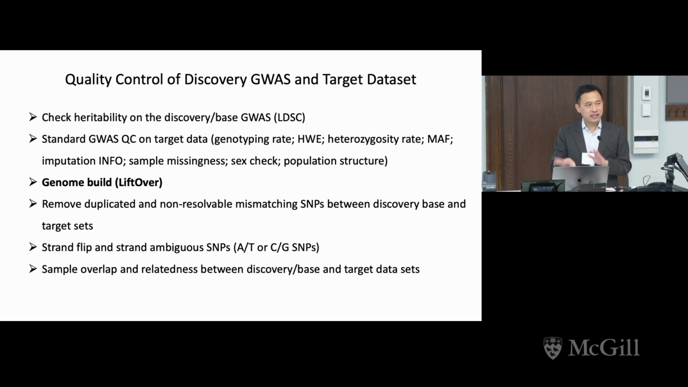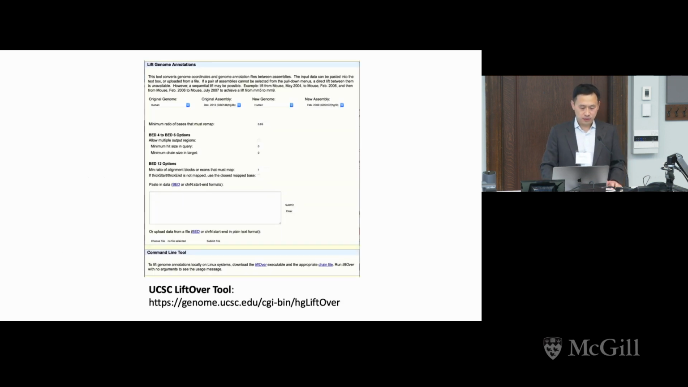So you have to match the SNPs in the two data sets so that you can use the discovery or the base data to make the prediction. Luckily, there is a tool for you to do that. It's called Liftover. You can simply go to this website. You just upload a list of the SNPs in your summary stat or in your target data set, and the website will do the job of moving this from one build to the other, so that the two data sets have the same build.